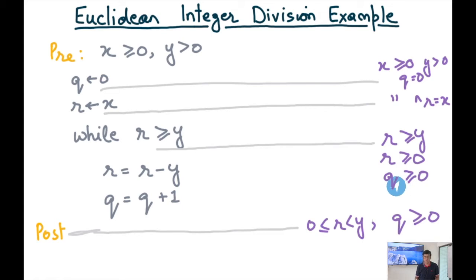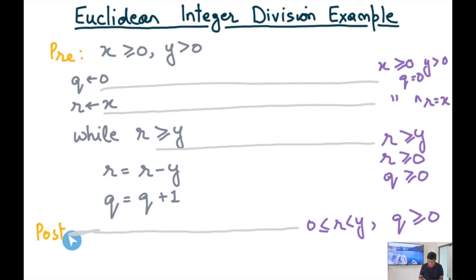Similarly, I can prove that q is greater than or equal to 0. So, I'm sure that whenever program control reaches this point, q will be greater than or equal to 0. How do I know that? Well, you can see that the first time I come here, q is equal to 0. And then every other time I come here, I have incremented q by 1. And so I cannot ever have a negative value of q, and that's another invariant that actually holds for this particular program location.